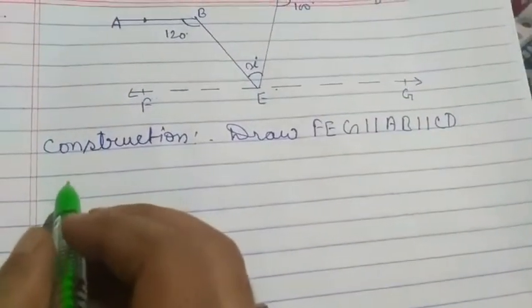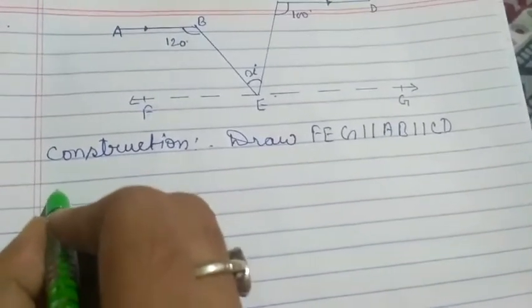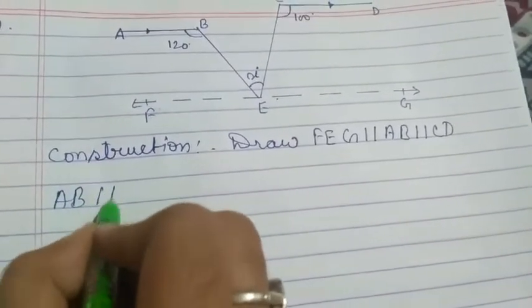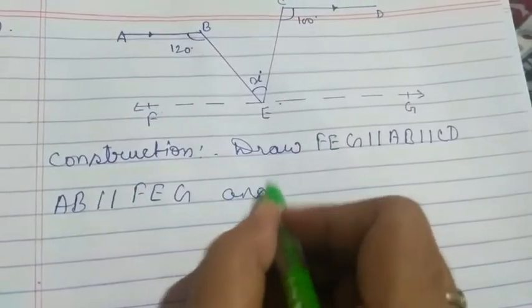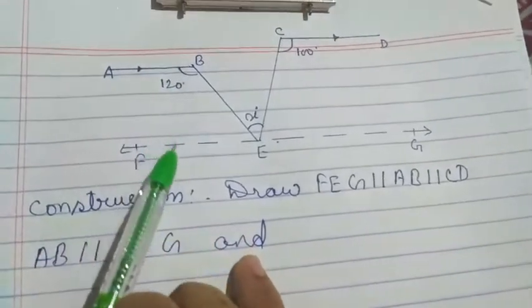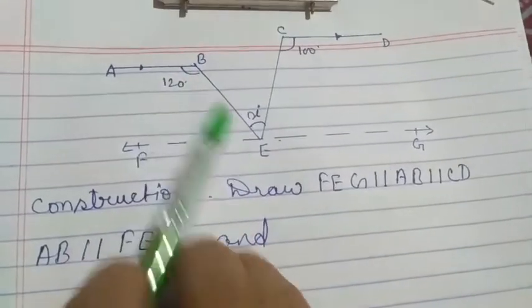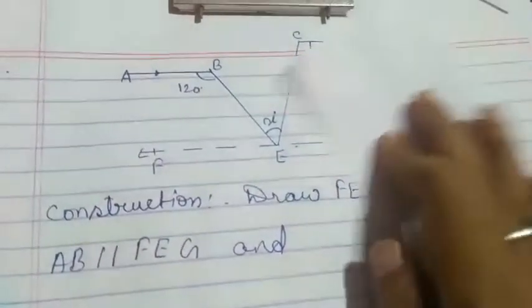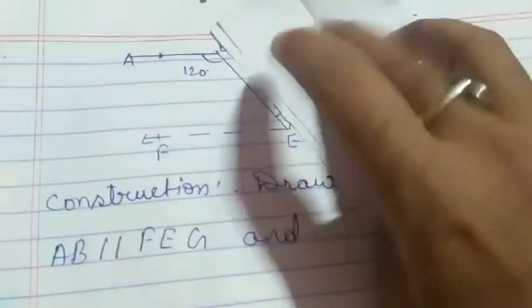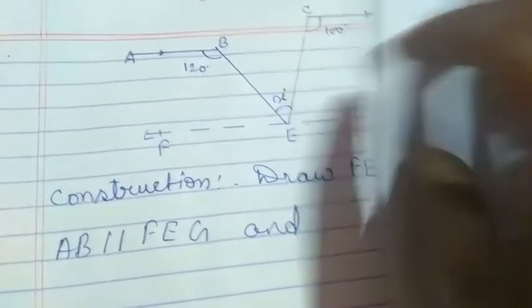This is the construction. Now come to the information given in your book in the question. Now you can write down AB parallel to FEG. Okay, when this line and this line are parallel and this one is transversal, कौन सा line? BE. See, when these two lines are parallel, then this given line, that means BE, is transversal. So just write down.